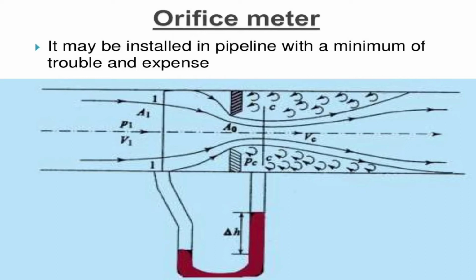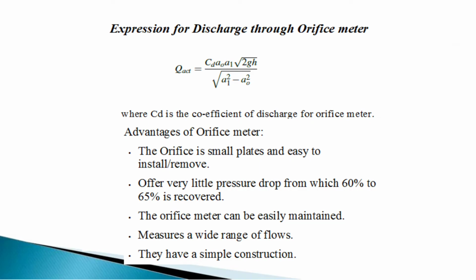Orifice meter. It may be installed in a pipeline with minimum trouble and expense. Expression for discharge through orifice meter. Q actual is equal to Cd A0 A1 root of 2gH divided by root of A1 square minus A0 square, where Cd is the coefficient of discharge for orifice meter.